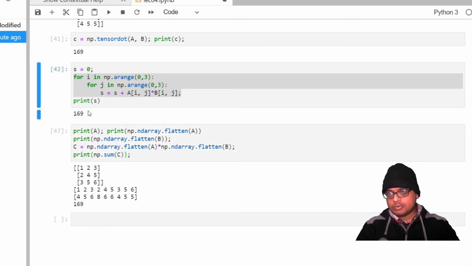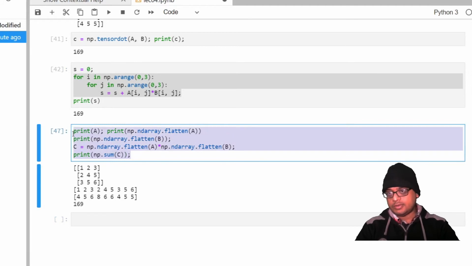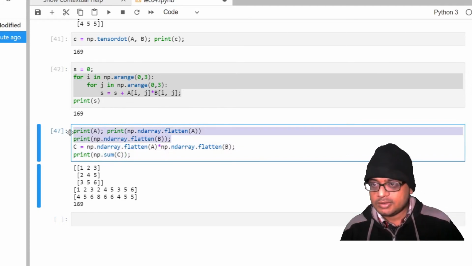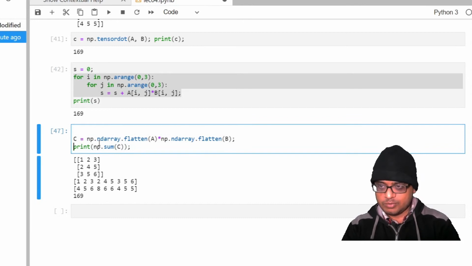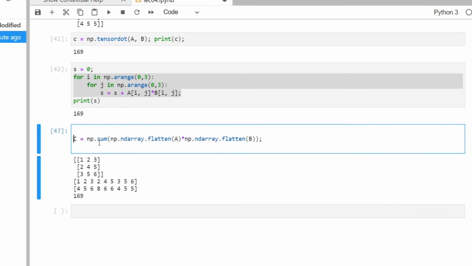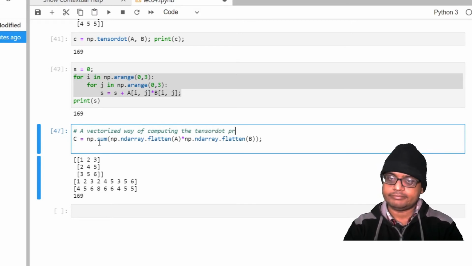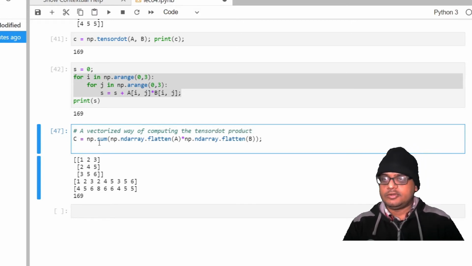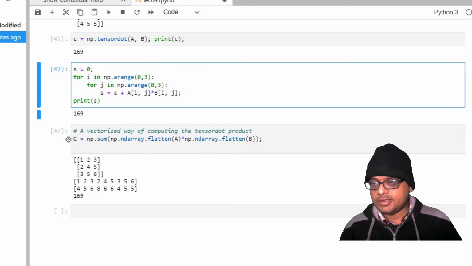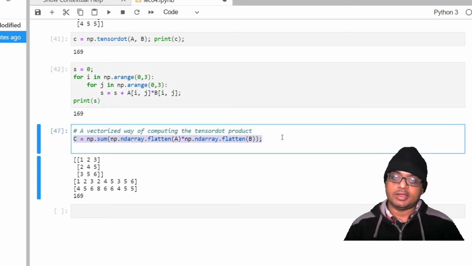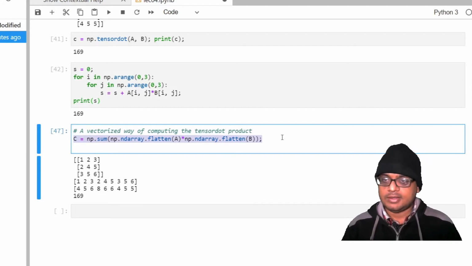So I've shown you a very efficient way of going about things. Simply, the way to do a tensor dot product would have been this. This is a vectorized way of computing the tensor dot product. Instead of having these two loops, we have written everything in a single line, and that saves time. When the matrices become really big, this is how you start saving time.